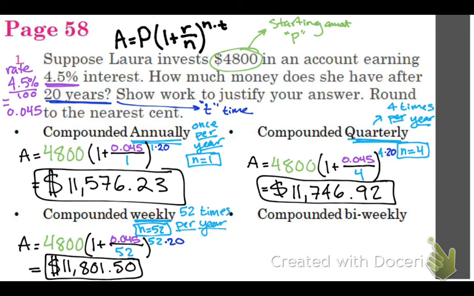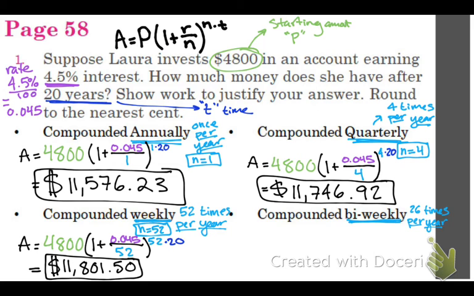Okay. Our last one says compounded bi-weekly. What does bi-weekly mean? It means every 2 weeks. So if something's happening bi-weekly, how many times is that happening per year? Two times a year? Like 2 weeks a year? Is that what you mean? 26. How'd you get 26? I divided it. What'd you divide? 52 by 2. Yeah, so it's happening every 2 weeks. We have 52 weeks in the year, so we divide 52 by 2. So it's 26 times per year.